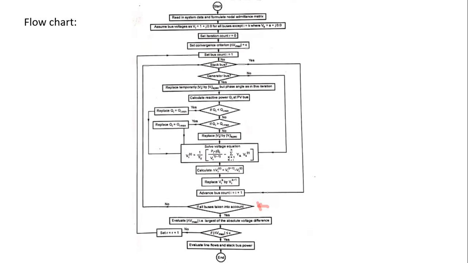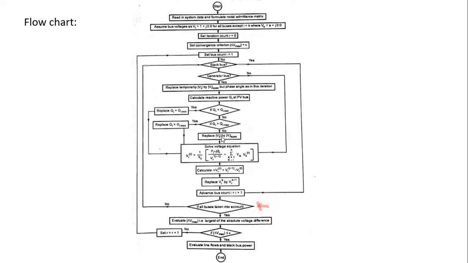Then calculate the reactive power Qi at the PV bus, using the formula for Qi. Then we check if Qi is less than Qi minimum. It is not satisfied. Then check whether Qi is greater than Qi maximum. Then it is also not satisfied.